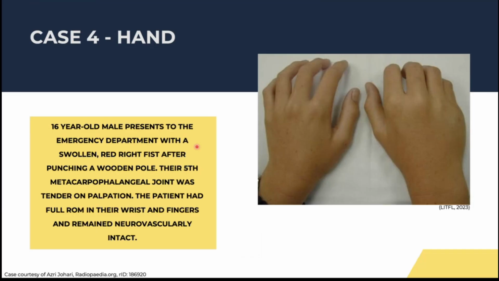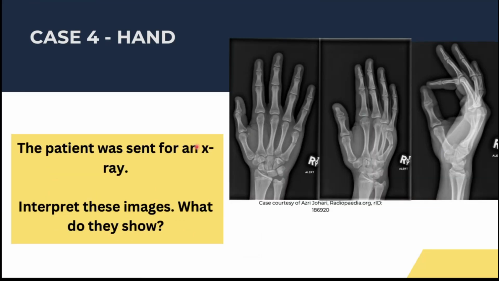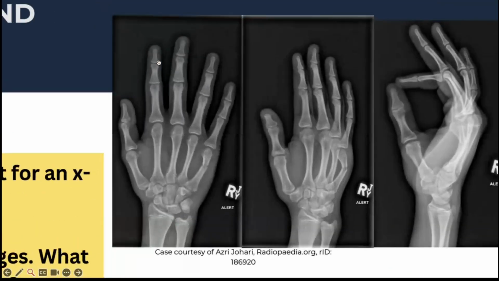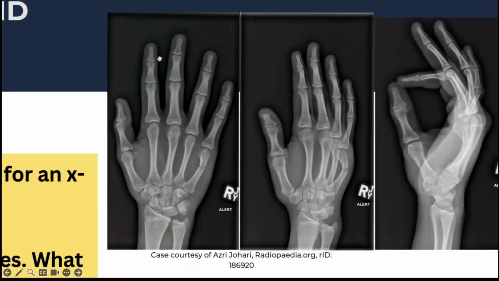And then we got the hand. So here is a 16-year-old male who's presented to the emergency department with a swollen red right fist after punching a wooden pole. Their fifth metacarpophalangeal joint was tender on palpation, and the patient had full range of movement in their wrist and fingers, and they also remained neurovascularly intact. So they were sent for an X-ray. If I zoom in a wee bit, can you interpret these X-rays for me and tell me what they show or what you can see?